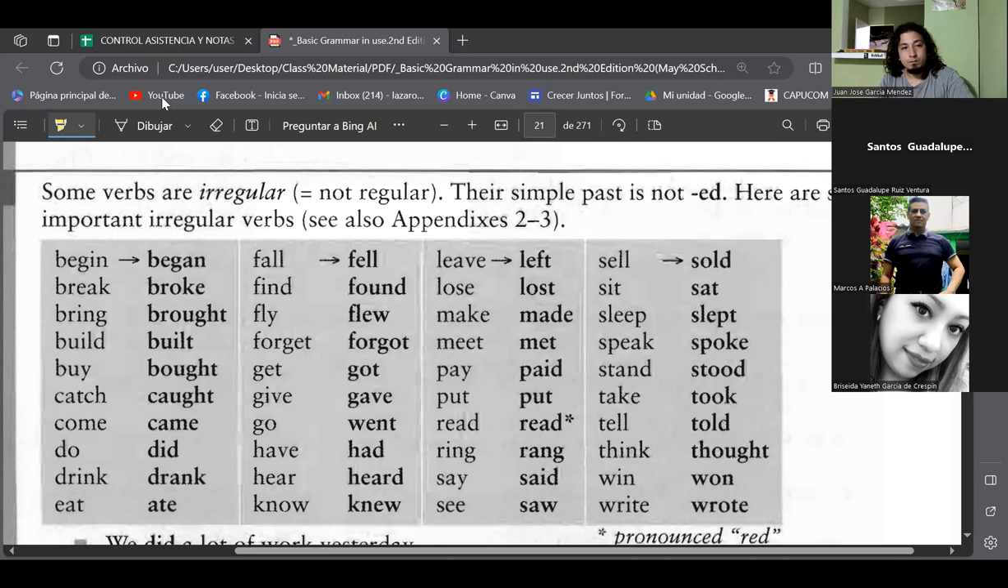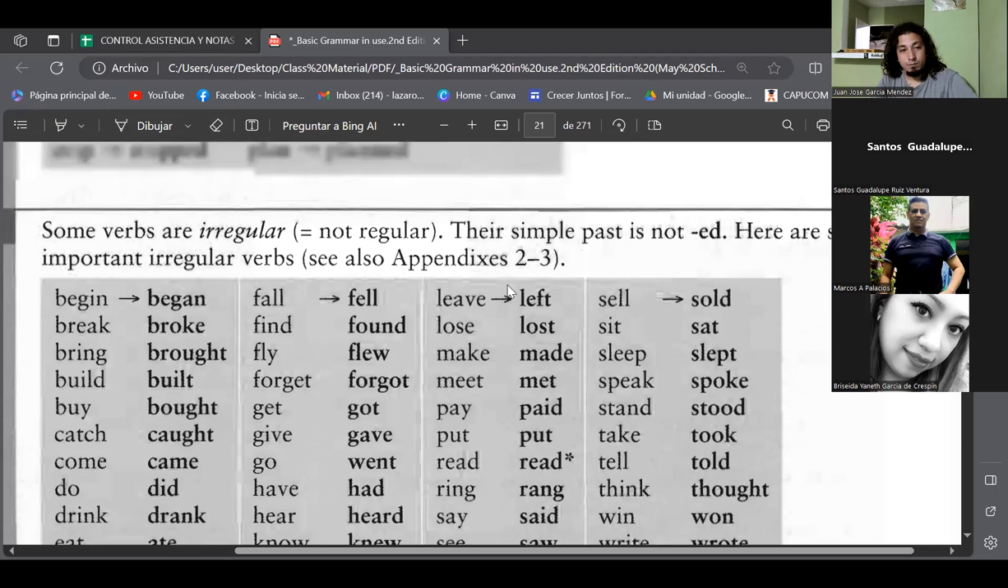Freddy, go ahead. Can I ask for help with the pronunciation of the verb, danced, or dance, dances? What is it? Oh, very good. Okay, give me a minute, please. Thank you. Okay, let's get back here.